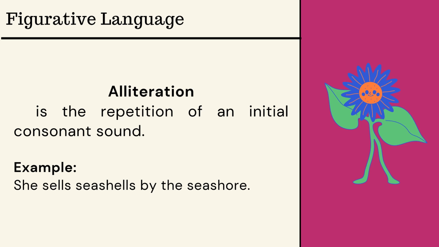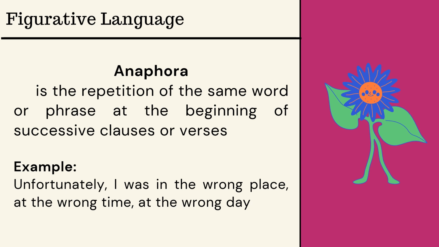That's alliteration. Okay, the repetition of initial sounds. Here we have S, S. Okay, so initial consonant sound. Initial, in the beginning. Okay, so there's a repetition of the letter sound S. She sells seashells by the seashore. Or Peter Piper picked a peck of pickled pepper, for example. So that is alliteration. Get that? Alright. Next, we have anaphora.